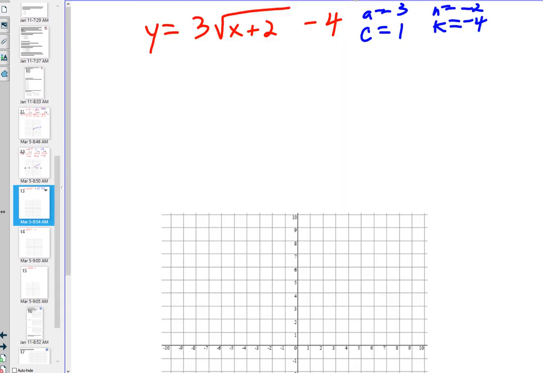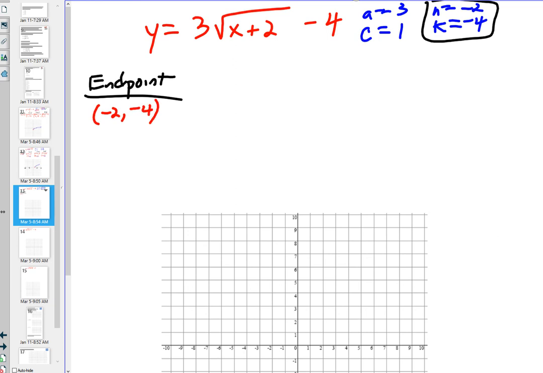So let the formula do the work for us. I know that these have an endpoint. Where is this endpoint going to be? -2, -4. It's always going to be at H, comma K. That counts as a transformation of that 0, 0 point. If I don't see a fraction and I don't see any type of C, then I can just keep my graph going to 1, 2, and 9.